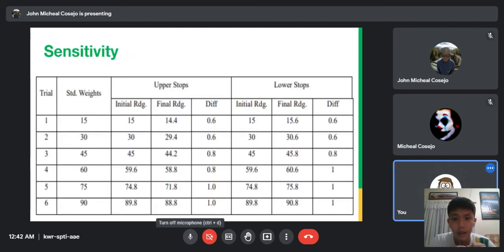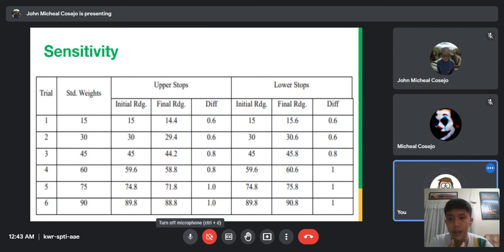Next, this table is the results from the sensitivity test. First column has trials, second column has the standard weights used, and the third column is the upper stops, then the fourth is the lower stops. In the upper stops the initial reading is 15, then the final reading is 14.4, and in lower stops the initial reading is 15, then the final reading is 15.6, and so on for the next trials.